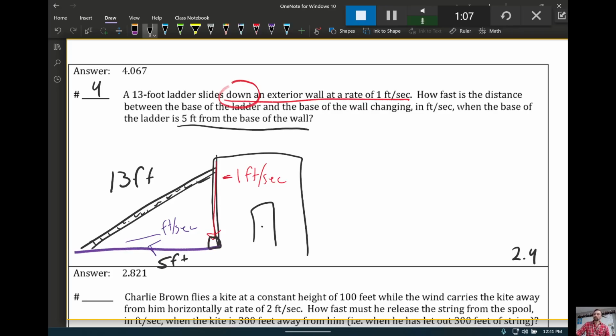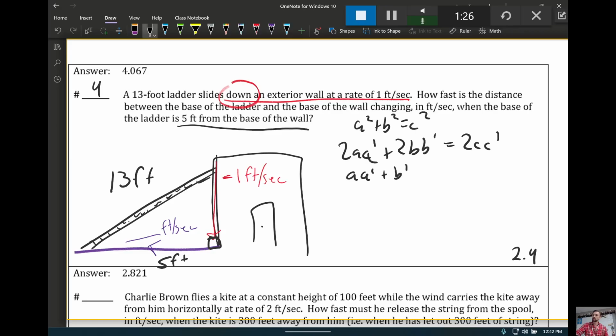Okay, so another right triangle question. So Pythagorean theorem, calculus, take the derivative with respect to time. Make sure you've got the a prime, the b prime, and the c prime. Divide everything by 2 if you want, now or later. And then we start plugging in our stuff here.